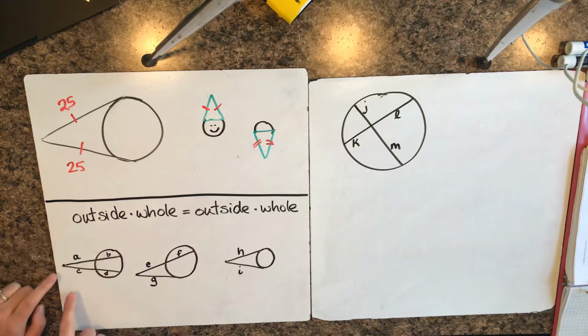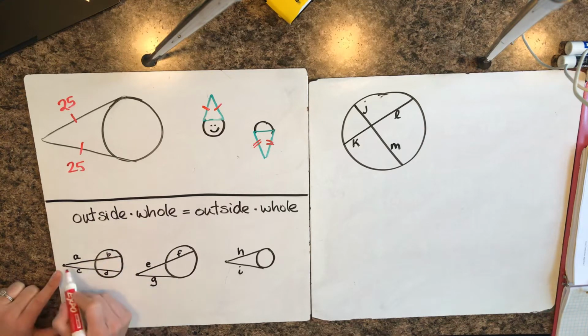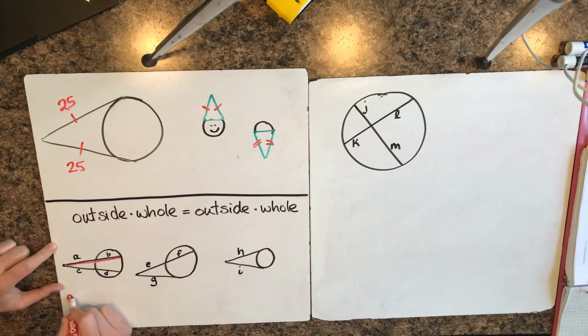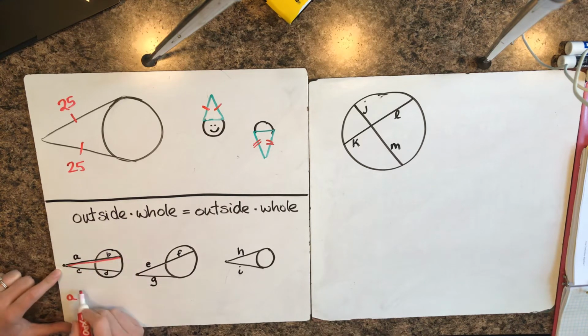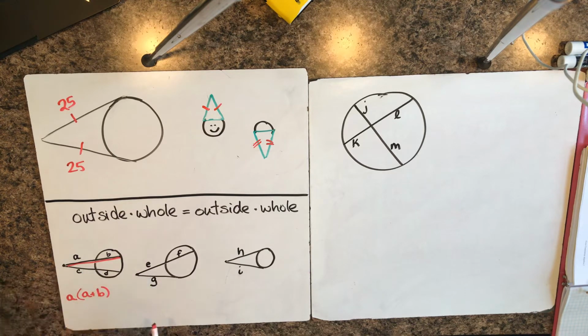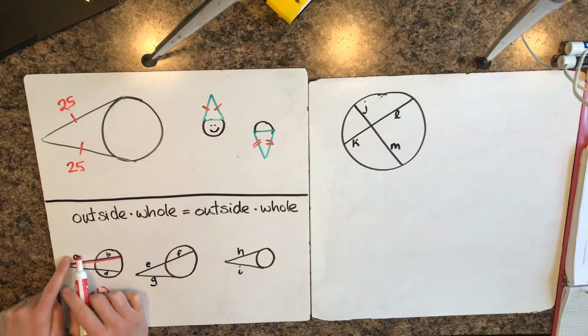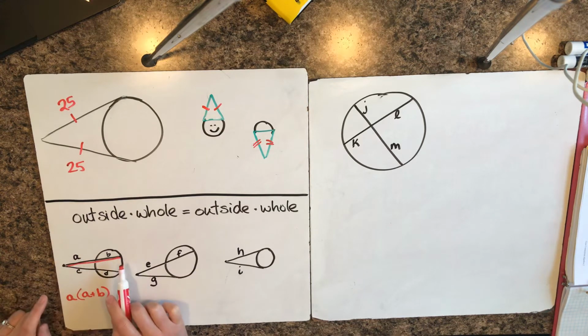When I look outside, I'm only going to look at this top red part. The outside the circle part is A. The whole thing, I have to add those things together. Sometimes students forget and they multiply, they do A times B. You don't want to do that. It's A plus B. If this is 5 and this is 10, the whole thing is 15.